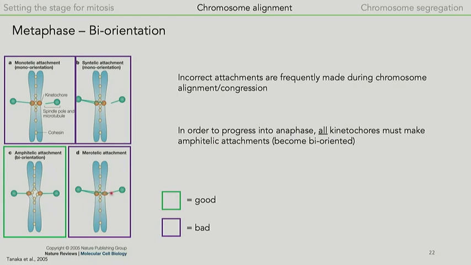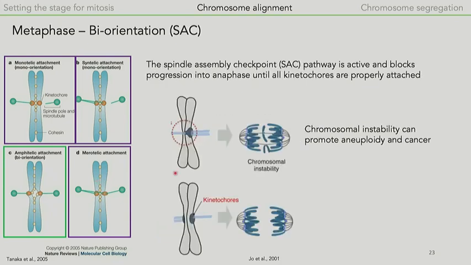But in the process of making these attachments, I talked about the search and capture model, where these microtubules are growing and shrinking, and they're just going to interact with kinetochores, right? And sometimes they're going to interact with the wrong one. So there are other types of attachment that can occur, and all of these have to be corrected before the cell will move into anaphase. And the reason is, ultimately these microtubules will attach to the kinetochores, and then during anaphase, as we'll talk about, they're going to physically pull sister chromatids apart.